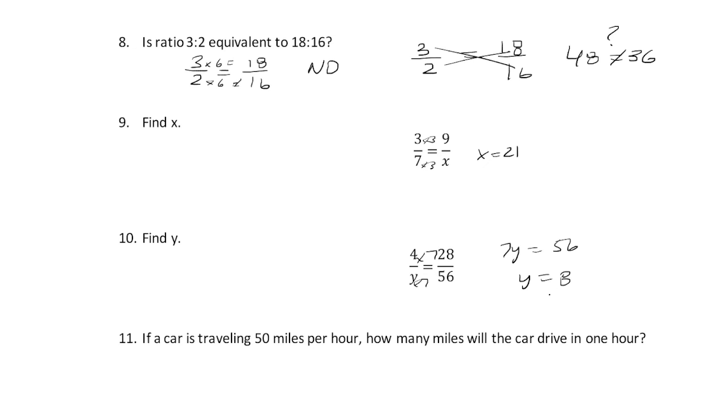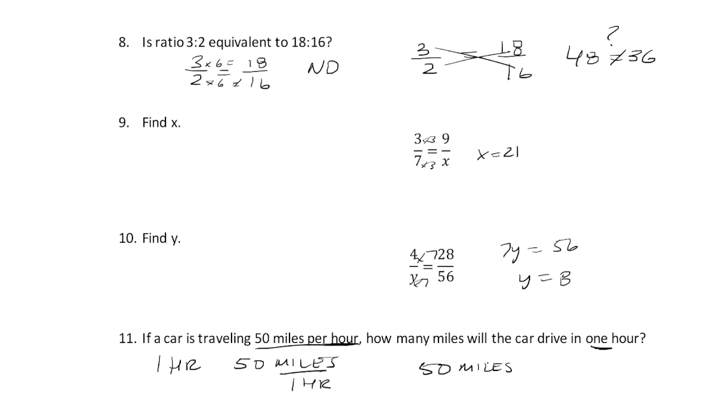For 11, if a car is traveling 50 miles per hour, how many miles will the car drive in 1 hour? Well, in 1 hour, that's what we're looking for, but it's 50 miles per 1 hour. So what this means is you do 50 miles in 1 hour. So the answer is 50, because you're looking for 1 hour. The answer is already given to us because this 50 miles is per 1 hour. So therefore the answer is 50 miles.